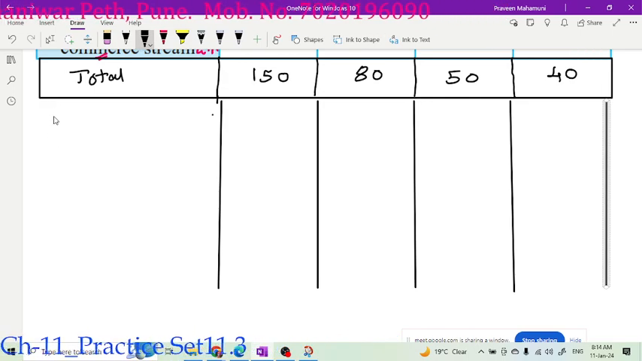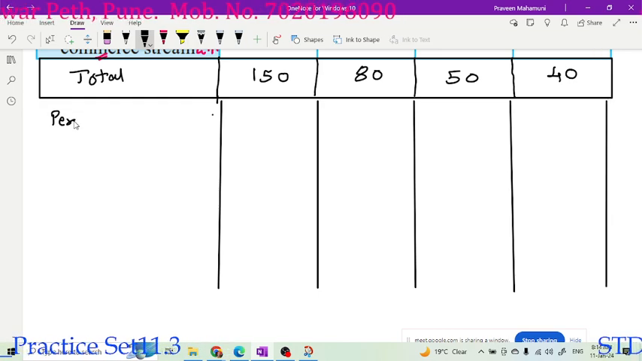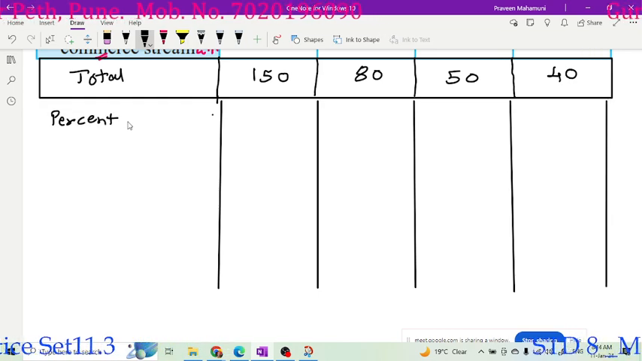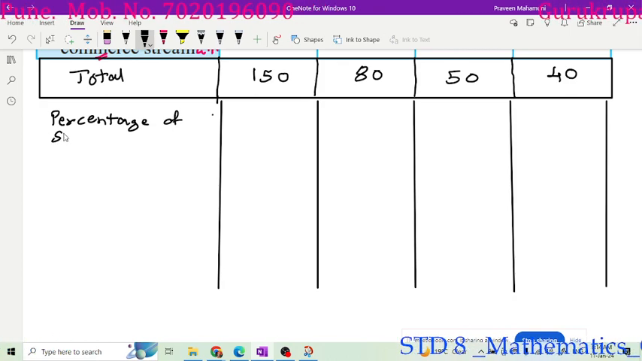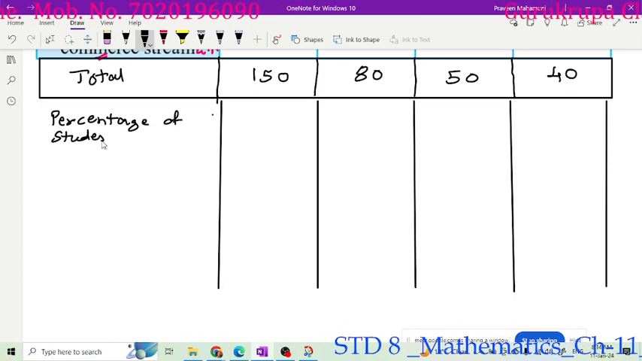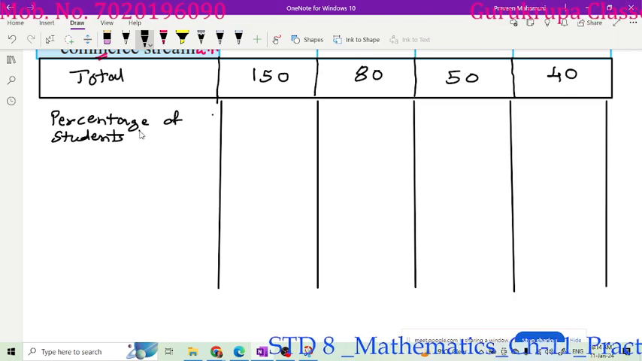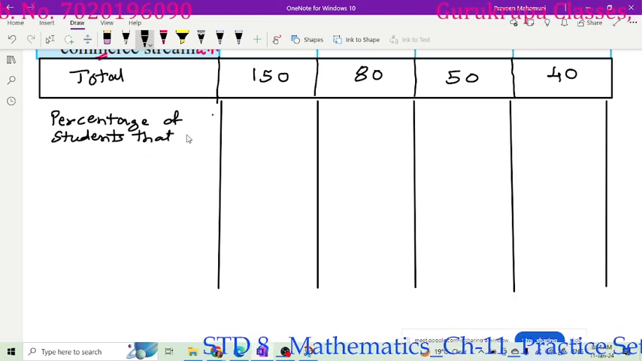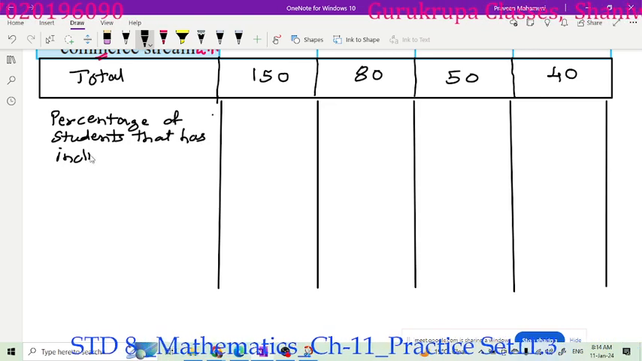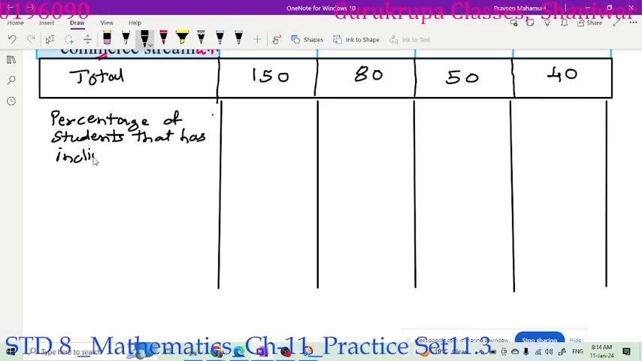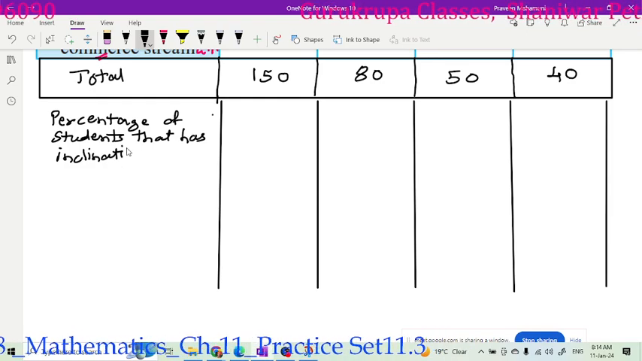Fourth row: percentage of students that have inclination. All the words are in your book.